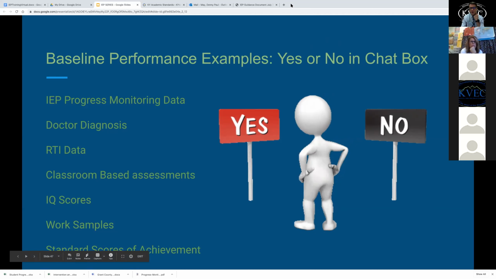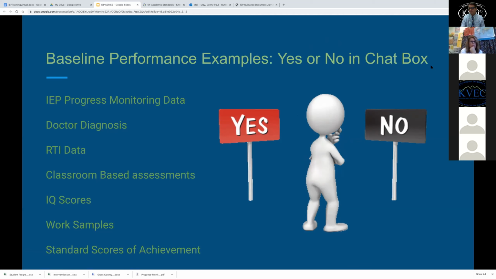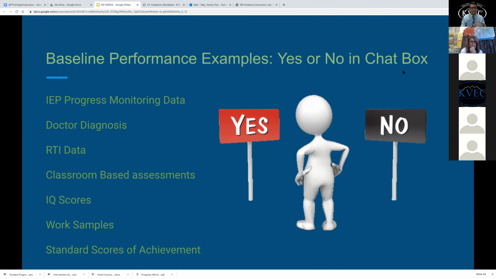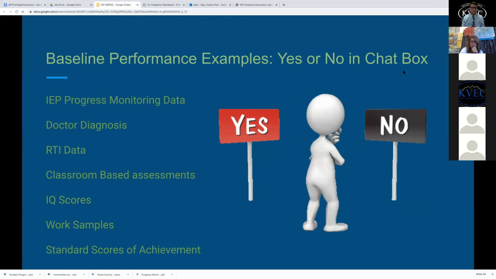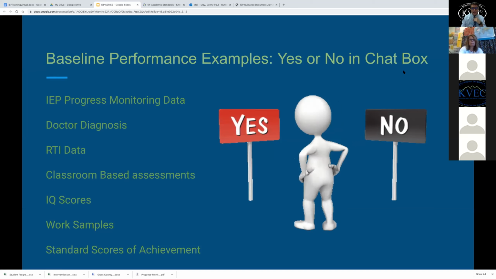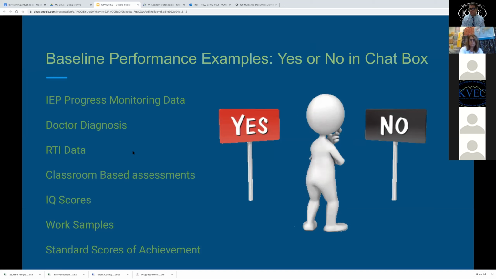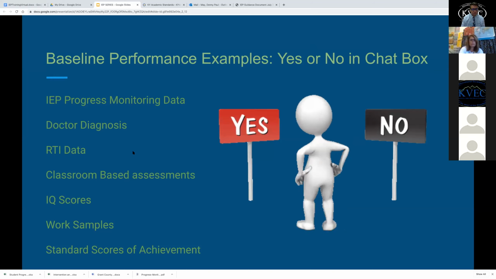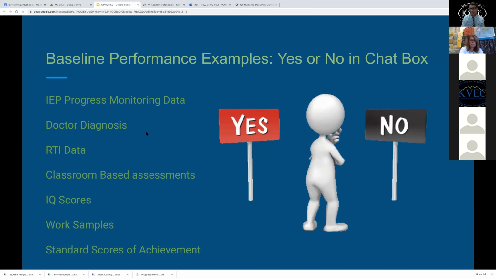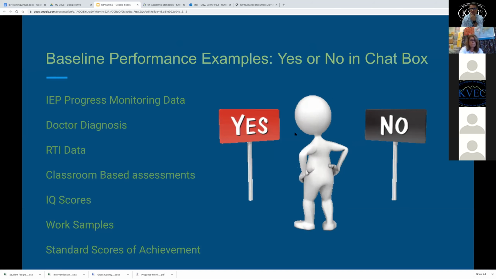And I start to see the chat box is filling up right now as we speak. Just put on private and then tell us, put IEP progress monitoring data, yes, no, whatever it is. I can tell you some of them are yes and some of them are no. That gives you a little hint. So some of these things can be baseline and some are not baseline. And we'll come back and have a talk about that in just a second.